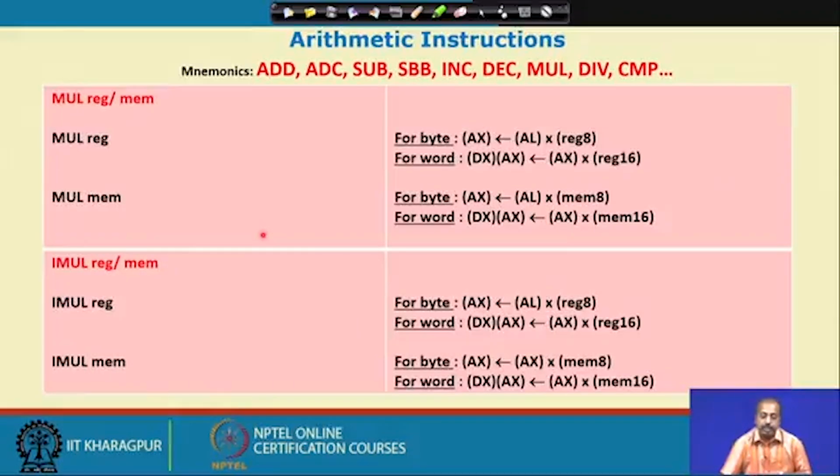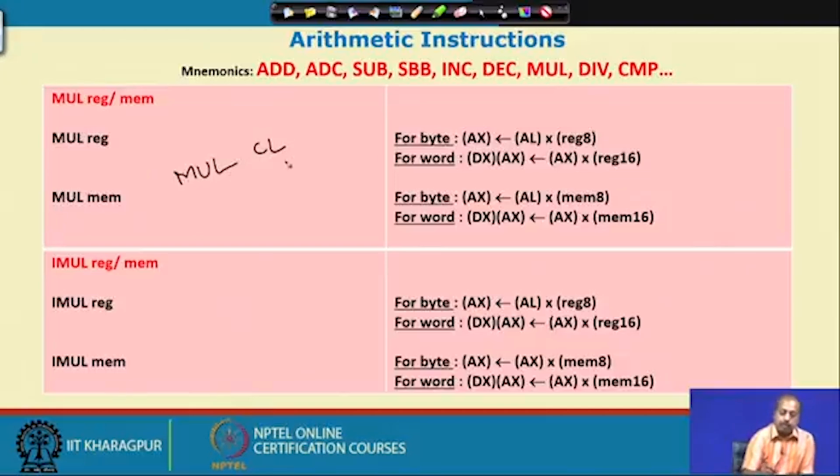Then the multiply instruction. So, multiply register. What will happen is that the AX register will get the content of AL into register 8. For multiplication there are two numbers that we want to multiply. The first number should be in the AL register, the second number you can put onto some register and mention that register name. For example, you can say MUL, say MUL CL.